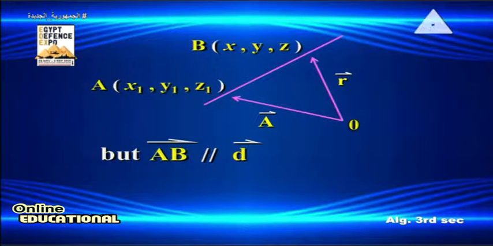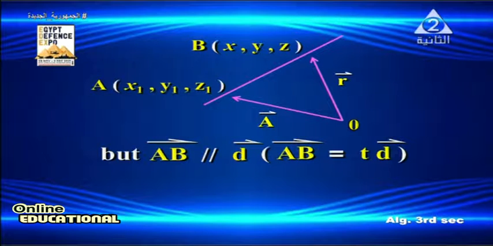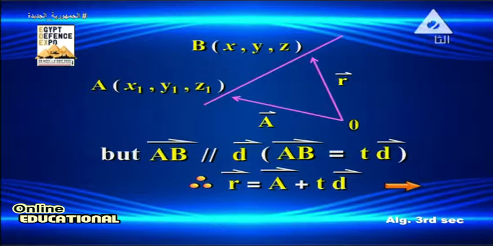But we know AB vector is parallel to the direction vector. Therefore, from parallelism rules, we know AB vector equals t D vector. Therefore, we deduce that R vector equals A vector plus t D vector.